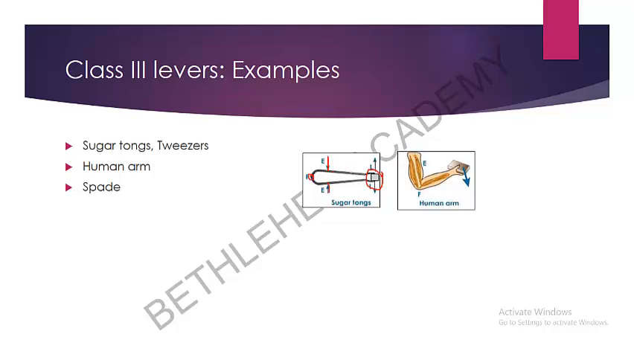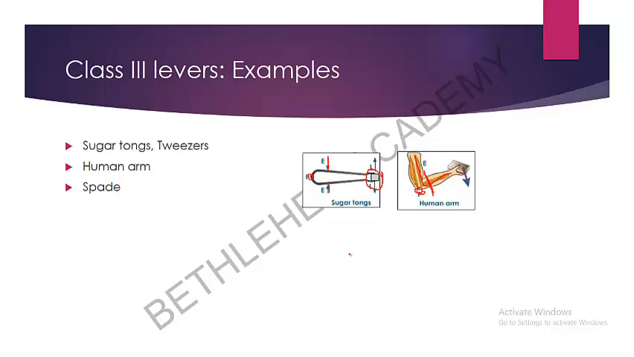Take the human arm as well. While we are lifting any weight, this is where the load acts, and then the fulcrum is at the end, and then this is where our effort is. So the fulcrum is at the end. You should not get confused about whether this muscle is behind the elbow or before the elbow. It is actually before the elbow. The effort we always apply before the elbow.